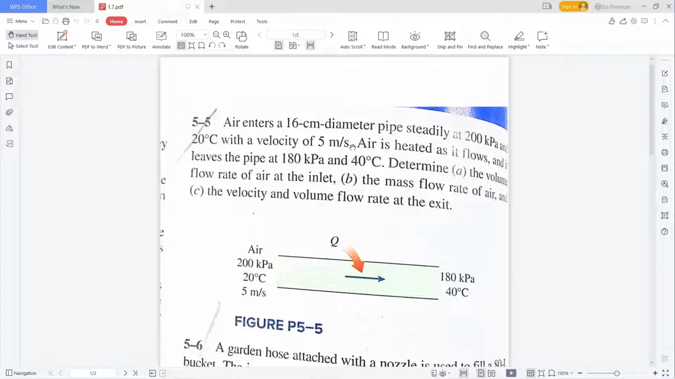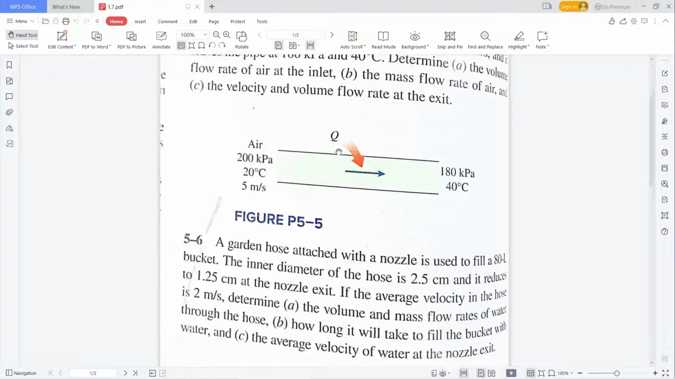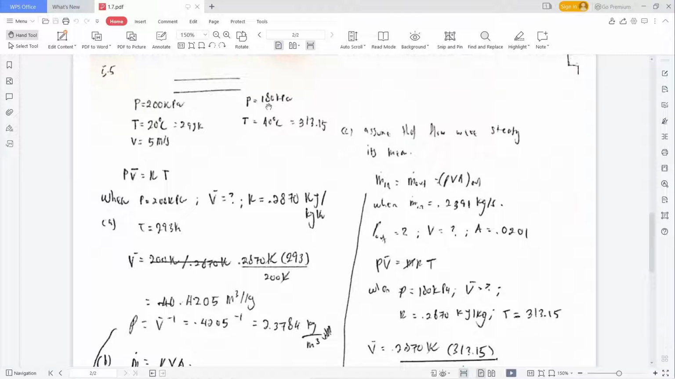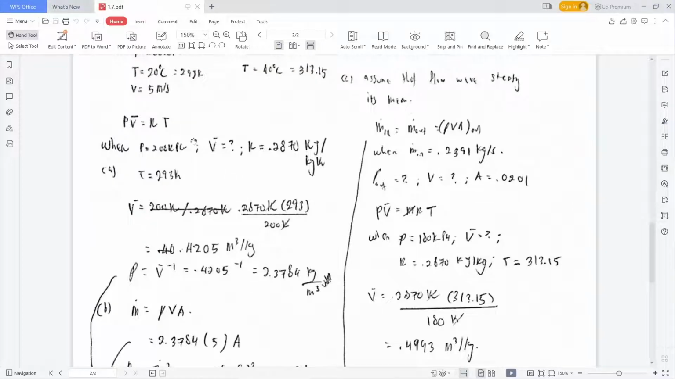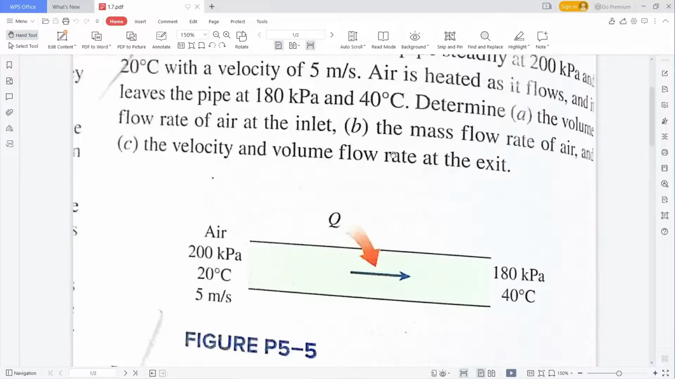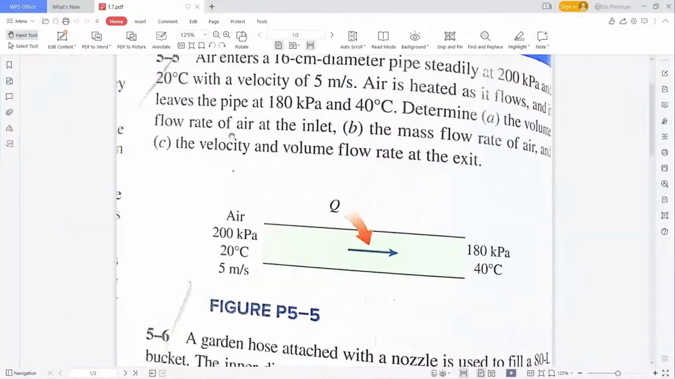Air enters a 16 cm diameter pipe steadily at 200 kPa and 20 degrees C with a velocity of 5 meters per second. Let's jump to the problem solving. So we have a pipe. At the inlet, the properties of the air will be 200 kPa and a temperature of 20 degrees C, equal to 293 Kelvin. We have a velocity given. The pressure at the outlet will be 118 kPa, and the temperature will be 14 degrees C at the outlet. The first question is asking about the volume flow rate of the air at the inlet.